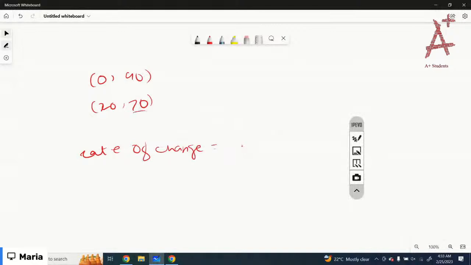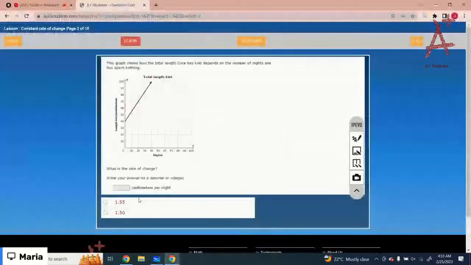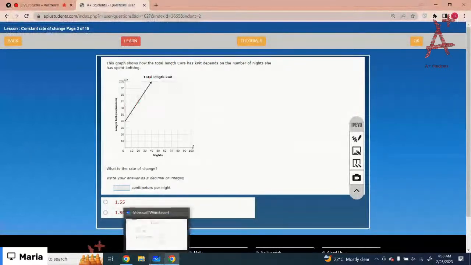So you have to calculate the rate of change. Got it? So it would be change in y, 70 minus 40, divided by 20 minus 0. 70 minus 40 is 30 and 20 minus 0 is 20. So it would be 3 over 2, or 1 point something. So the slope is, I think, 1.50. Let me use the calculator and confirm. 3 over 2 is, yes, 1.50. Got it?